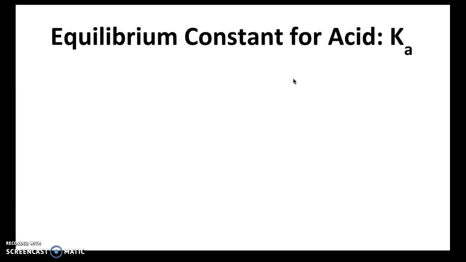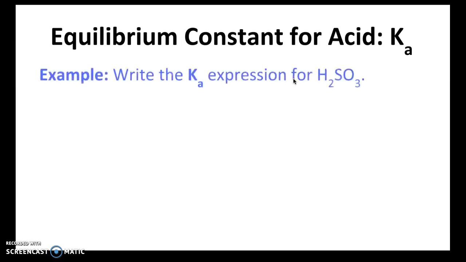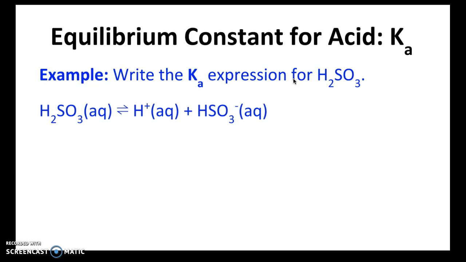Okay, so let's look at Kas and Kbs now. Let's start with Ka. So Ka is for the ionization of an acid, and here we have a weak acid, sulfurous acid, H2SO3. And when you dissolve it in water, remember it's polyprotic, so we break it apart 1 proton at a time. So this is the equation we get when we remove 1 proton from it.